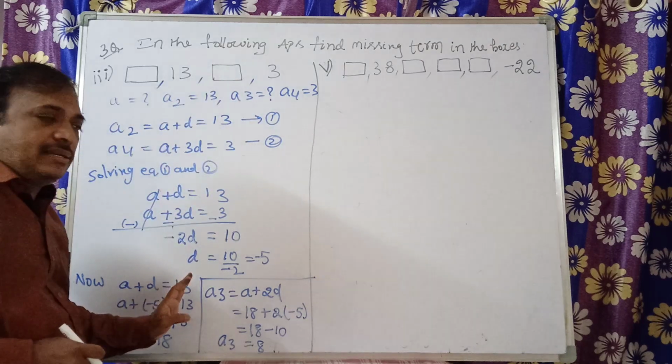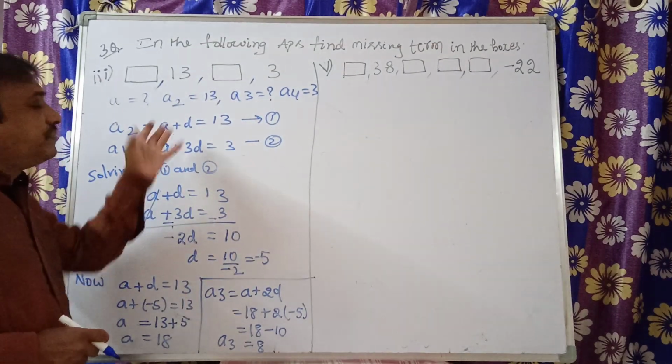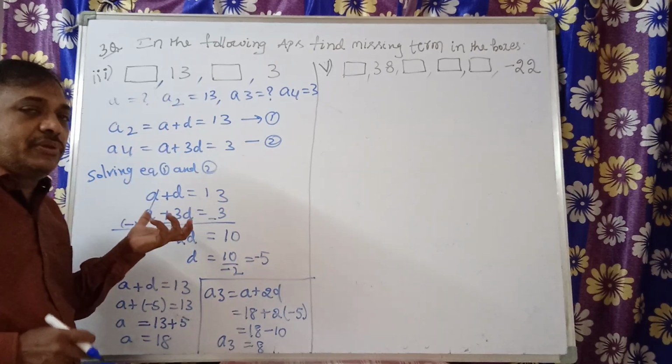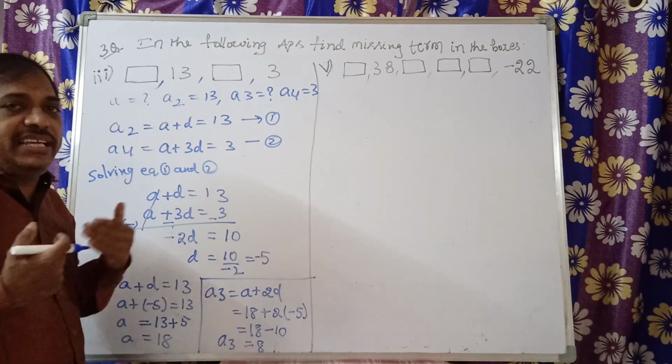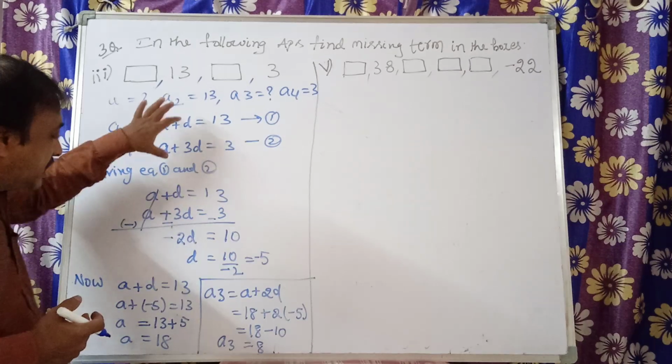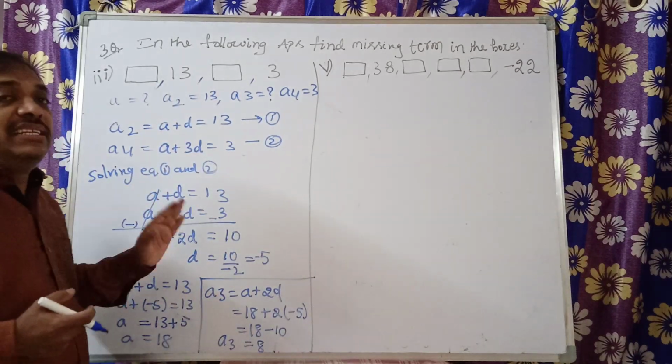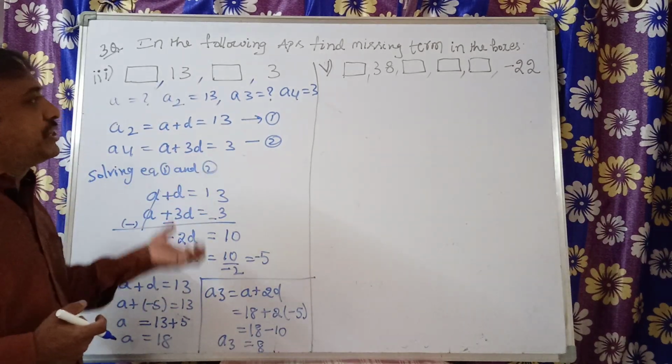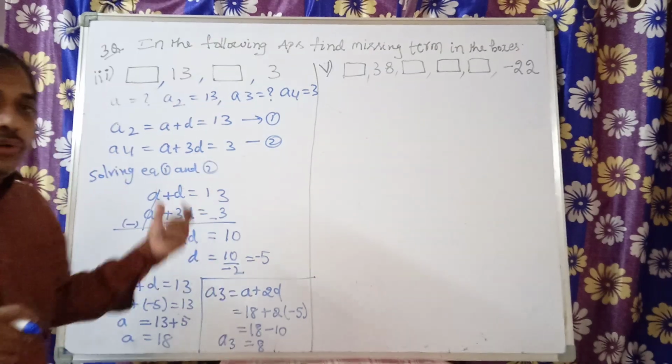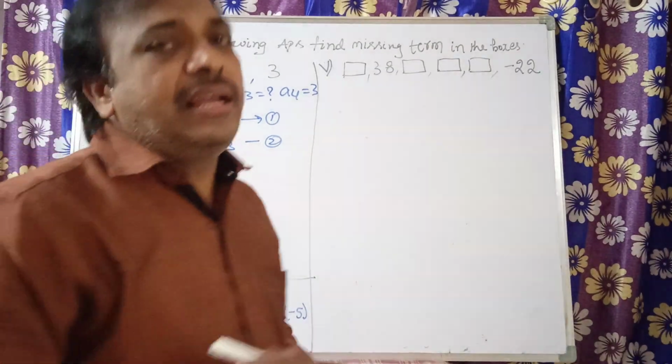Do you understand? We are making the general terms, the arithmetic progression terms, using A plus D, A plus 2D, A plus 3D, and solving those two to obtain A and D. Then we are substituting those A and D to obtain the missing terms in the blanks.